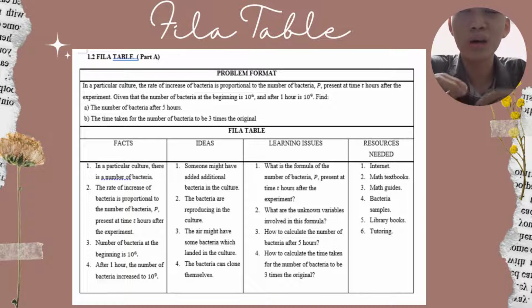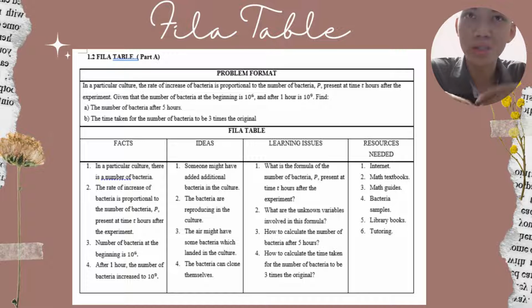So the question we are going to discover here is, what is the formula of the number of bacteria P present at time T hours after the experiment? And the second question is, what are the unknown variables involved in this formula? The third question is, how to calculate the number of bacteria after 5 hours? And the fourth question is, how to calculate the time taken for the number of bacteria to be 3 times the original?